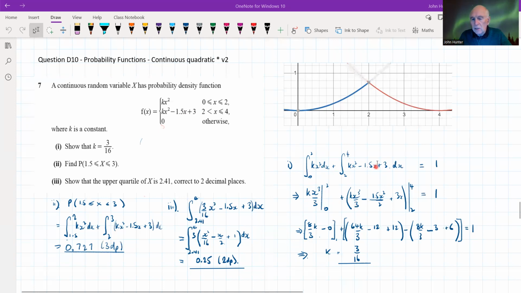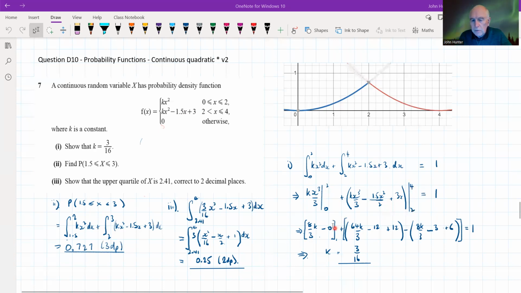Then 1.5x, so that's x to the power of 1, so we add 1 onto that, that's x squared, and then divide by 2, we get minus 1.5x squared over 2. Then 3 is 3 times x to the power of 0, isn't it? So x to the power of 0, add 1, that's x to the power of 1, divided by 1. So that would become 3x. We're evaluating that between 2 and 0, and that between 4 and 2.